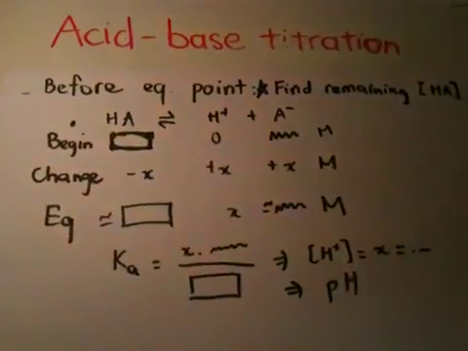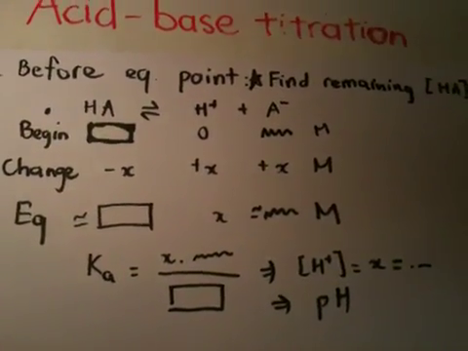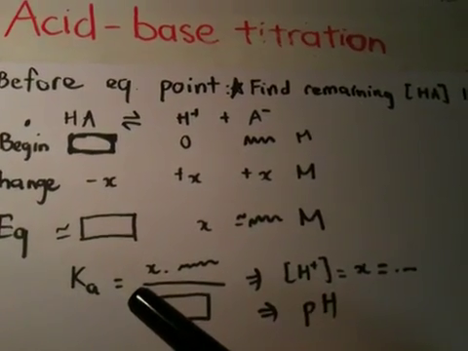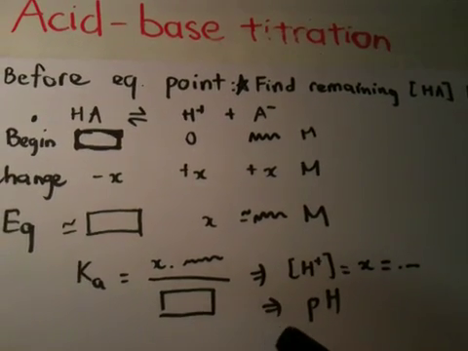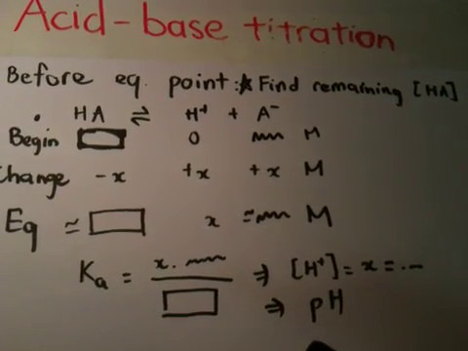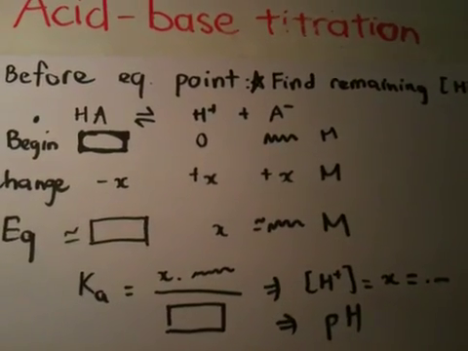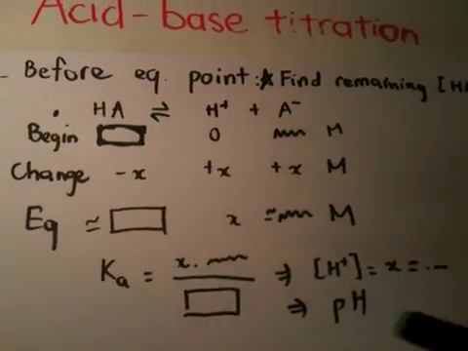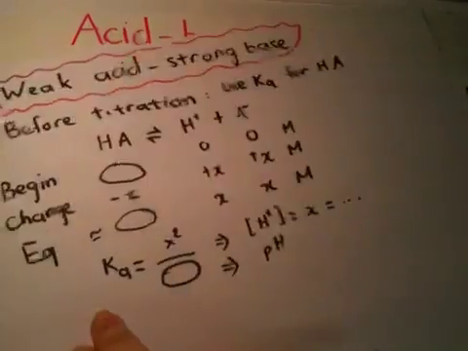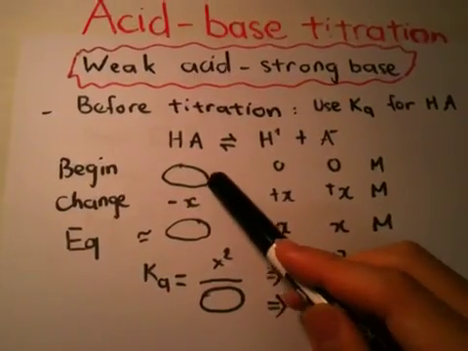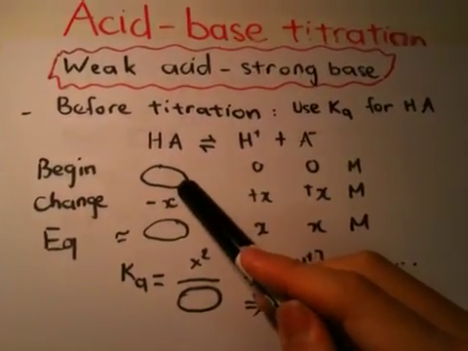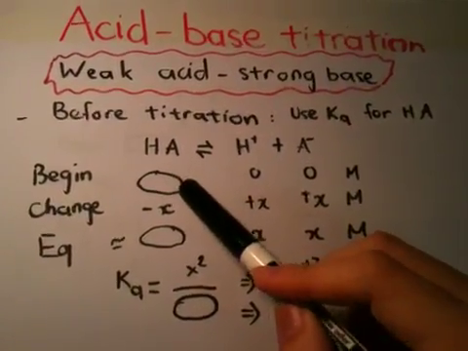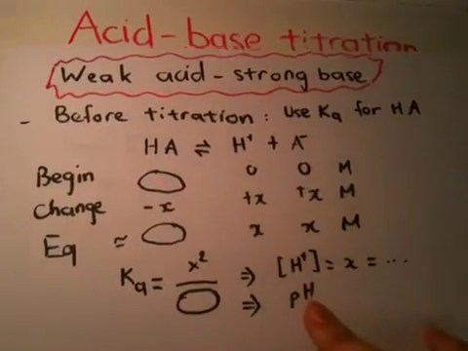Next up, this is after some base is added. I'm sorry, I made a mistake. This is where the concentration of the acid itself, because this is before titration, so there's no base going in yet. So this is the concentration of the acid itself.